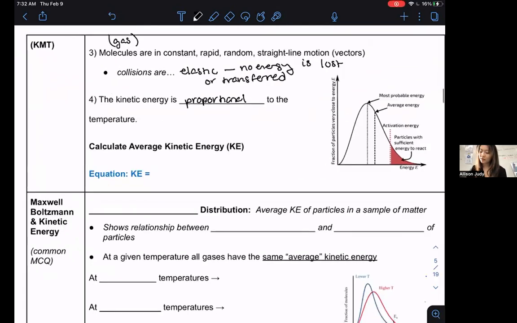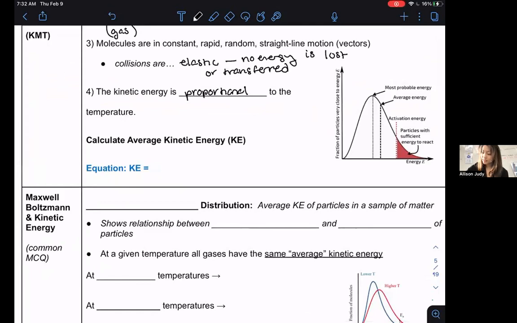Just a quick reminder about kinetic energy. The equation is kinetic energy of some particle in motion equals a half times the mass of the particle times the velocity of the particle squared.